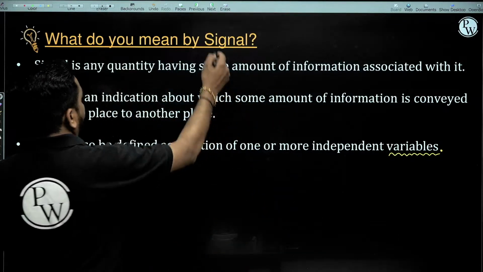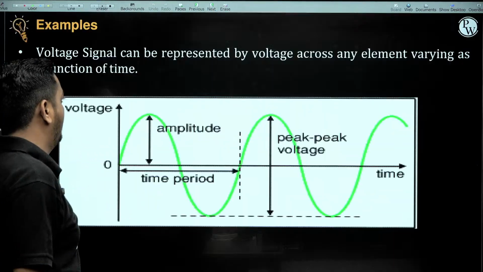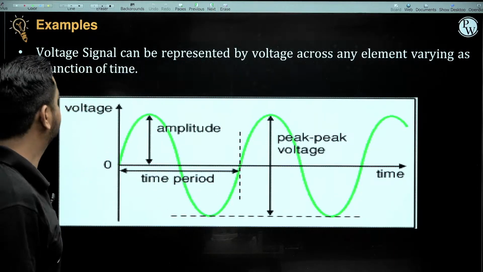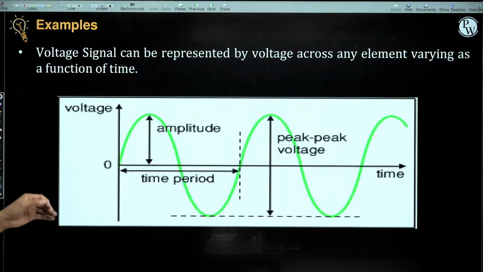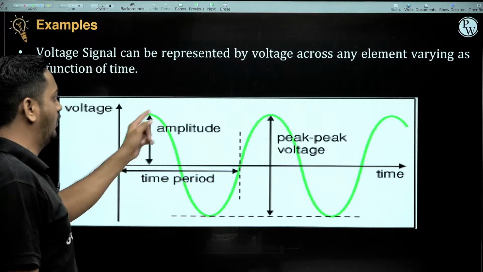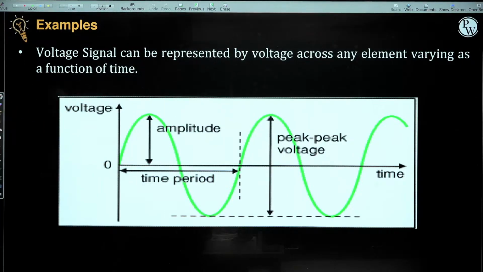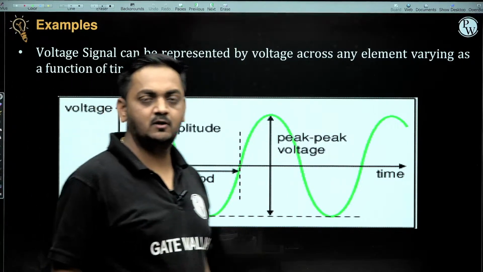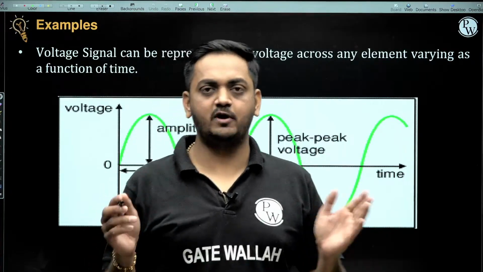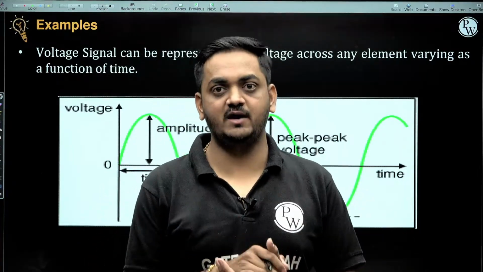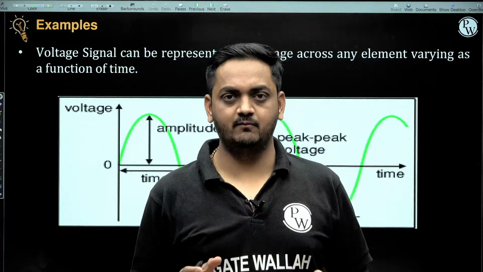So let us continue further. Now, what I am saying, guys, these are the basic examples of the signal. Like voltage signal can be represented by voltage across any element varying as a function of time, guys. Voltage across any element, like voltage across resistor, as a function of time. So with respect to time, voltage is varying.